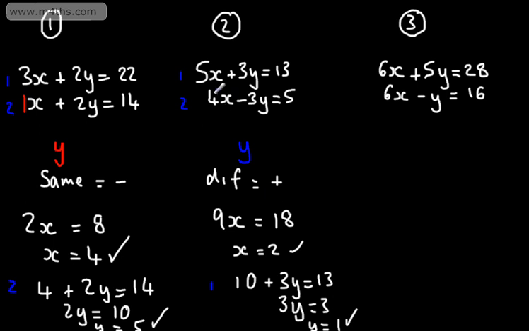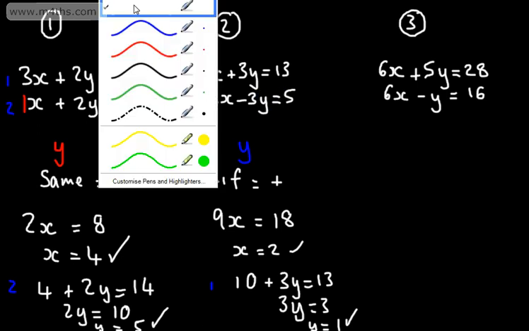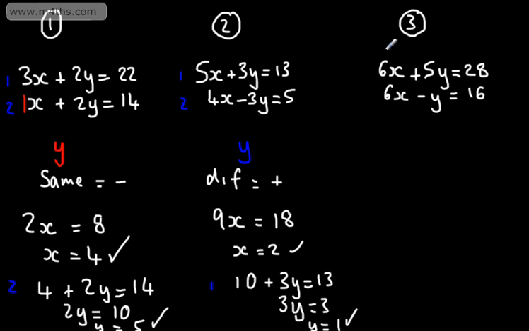Let's just check that works here. 4 lots of 2 is 8, minus 3 lots of 1 is 5. That works. So let's move on to the next one. This one just here, we've got 6x plus 5y is 28. 6x minus y is equal to 16.